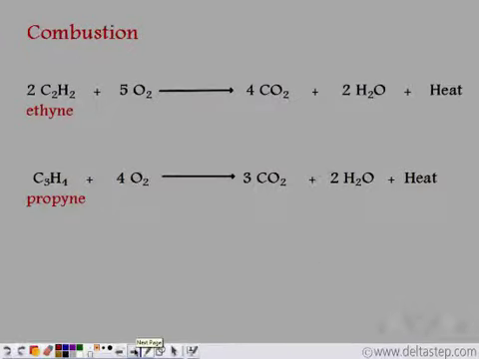Another very important reaction for all organic compounds is the combustion reaction. All organic compounds on combustion give carbon dioxide, water, and they release heat. So if we take ethyne or propyne, on burning in the presence of oxygen, they give the same products. That is carbon dioxide, water, and they release heat.